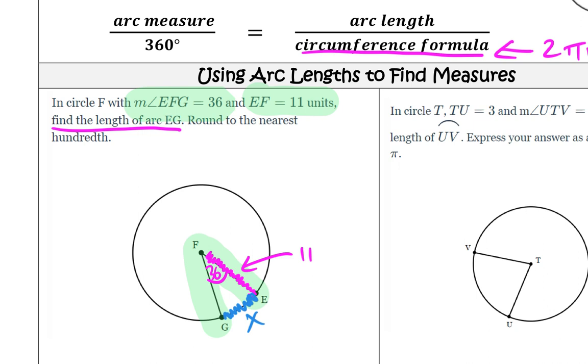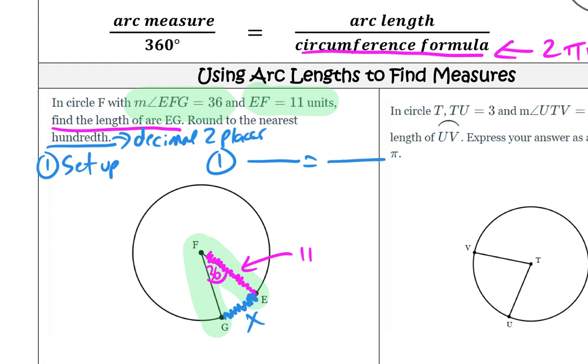The main thing is they want us to round to the nearest hundredth, so our answer is a decimal with 2 places. We've got to keep that in mind as far as how our answer goes. Let's set it up. We're going to have an equal sign and 2 proportions. Right over here, this is always going to be 360.